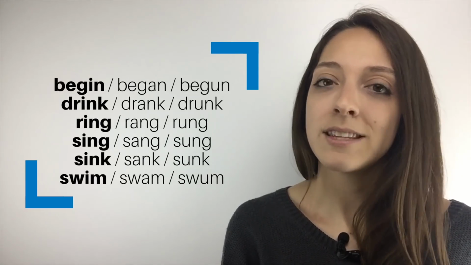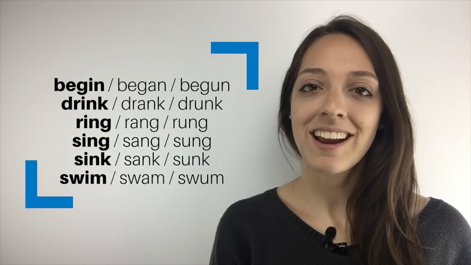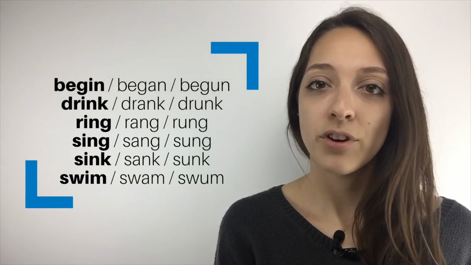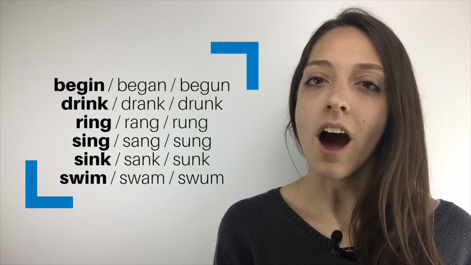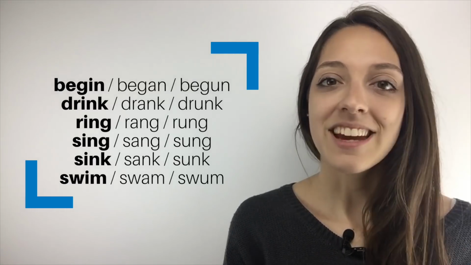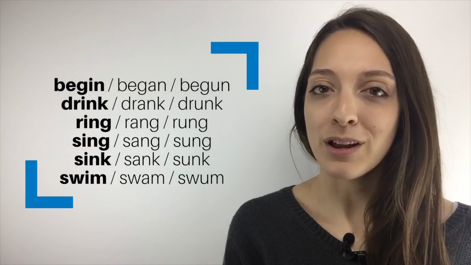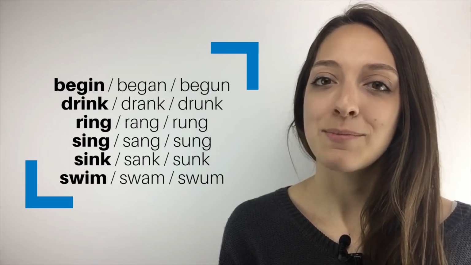Not bad. Do the same thing for the verb to begin and the 5 verbs that are similar: to drink, to ring, to sing, to sink, and to swim. For these verbs, you need to remember I, a, u. The I in the infinitive is replaced by an a in the preterite and a u in the past participle.